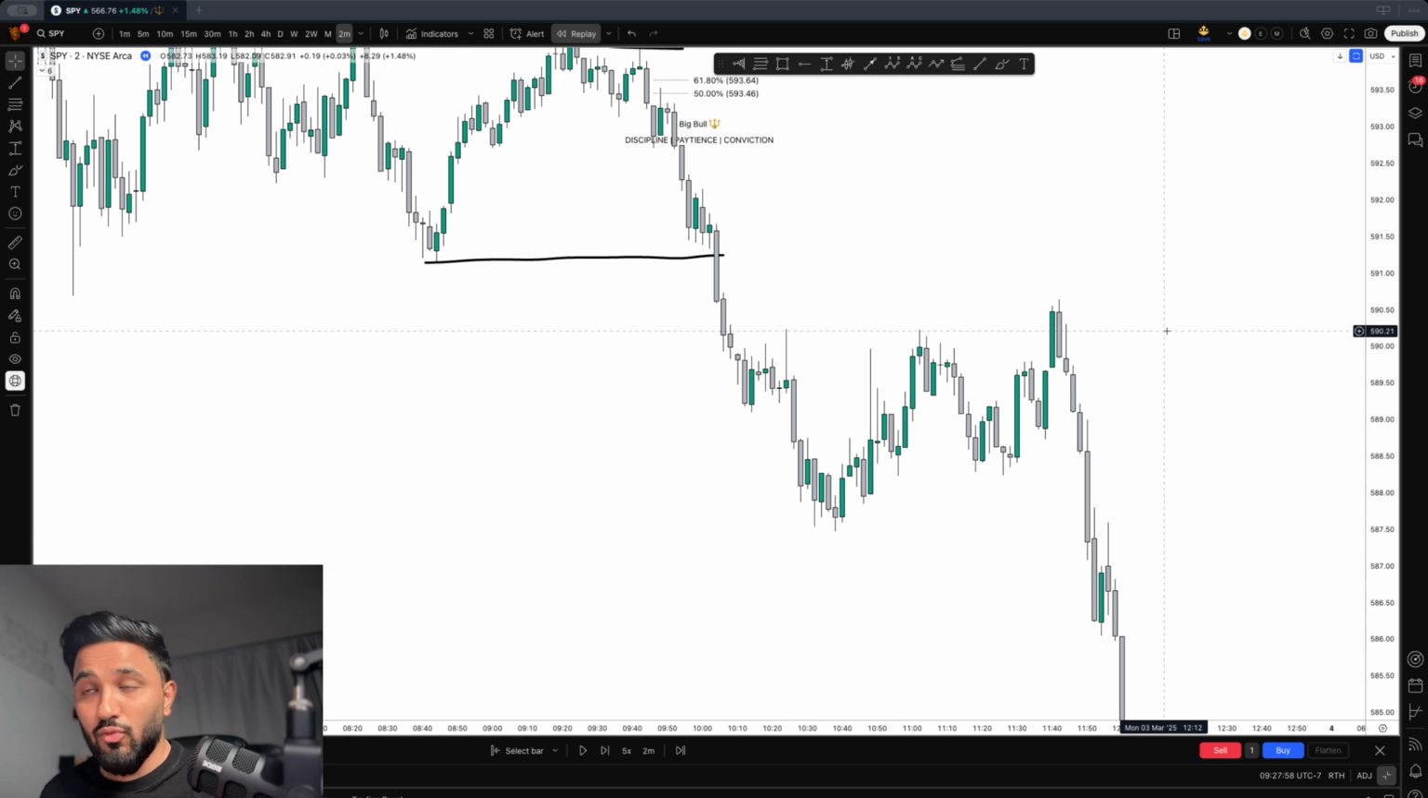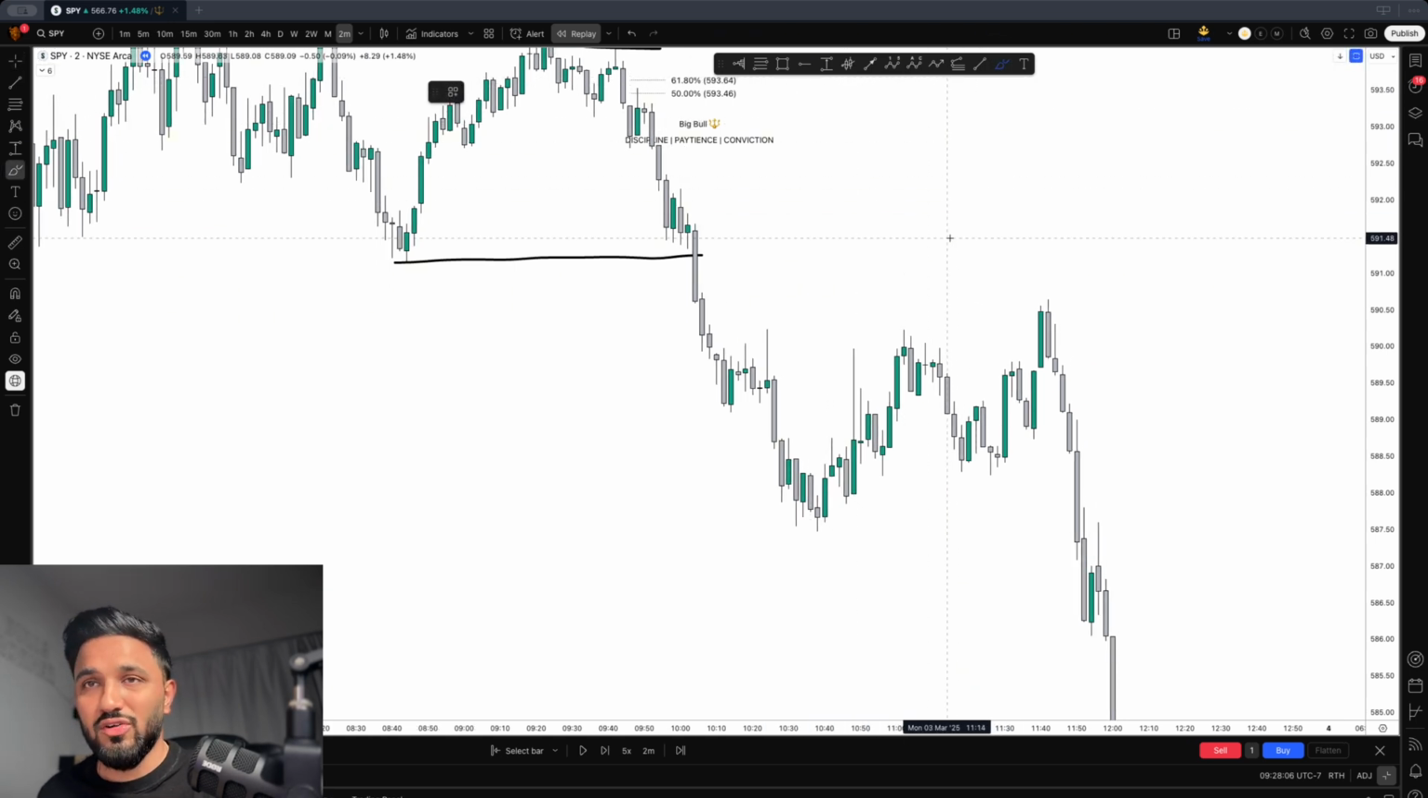And then on top, one more thing, I'm going to show you more examples on this. So that's a liquidity pocket. Now I'm going to show you a quick example on liquidity sweeps on the same day.